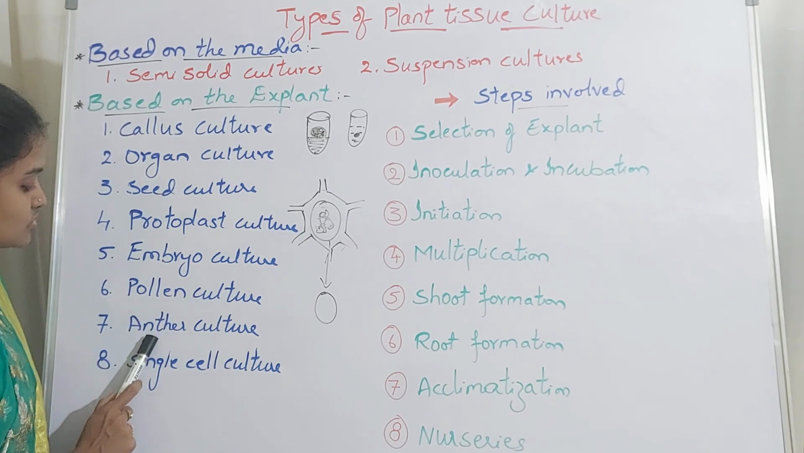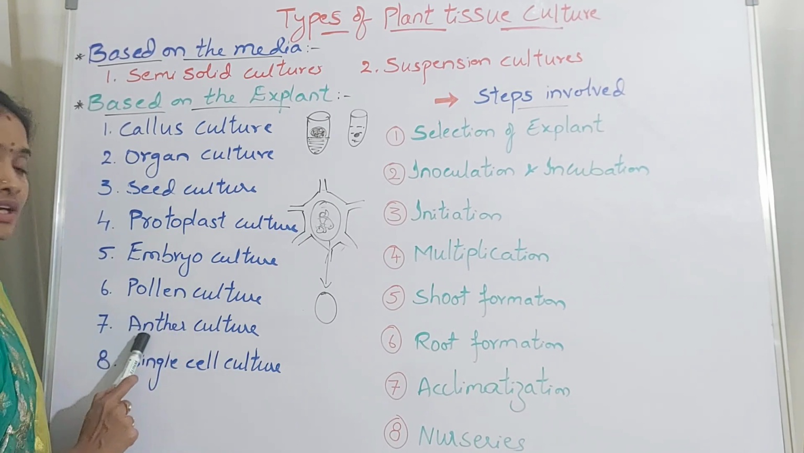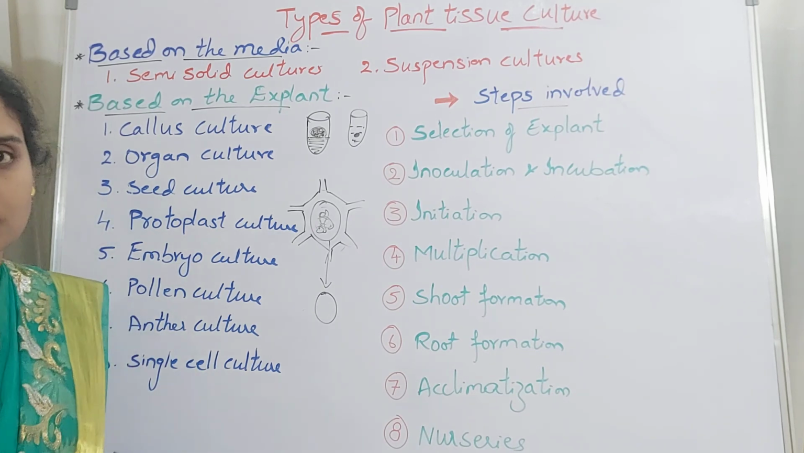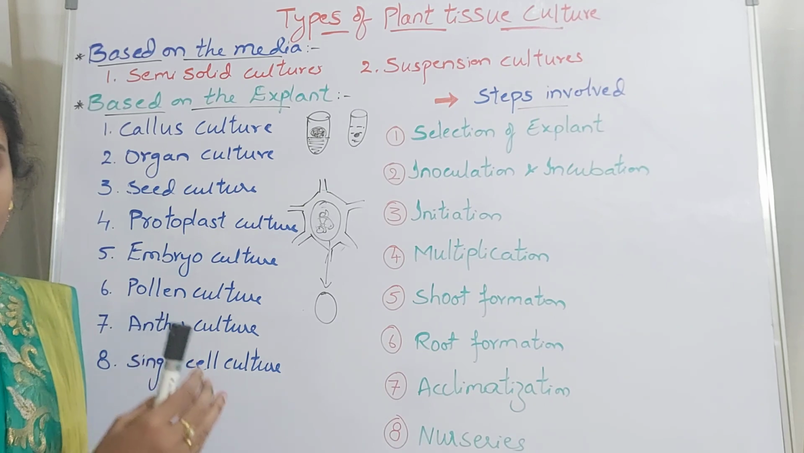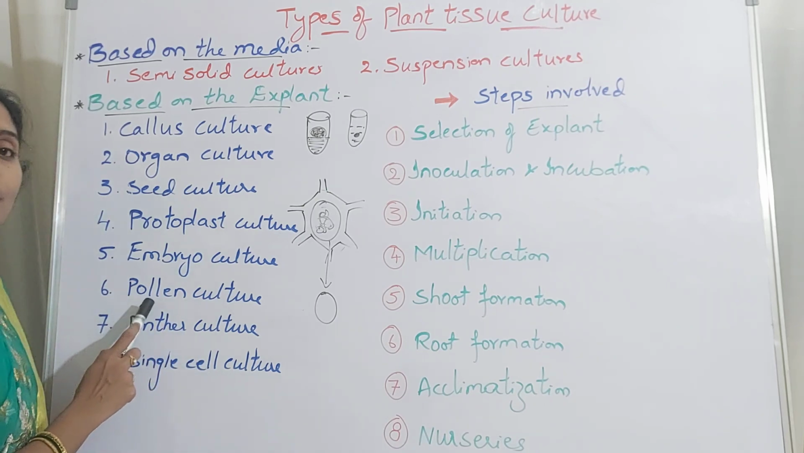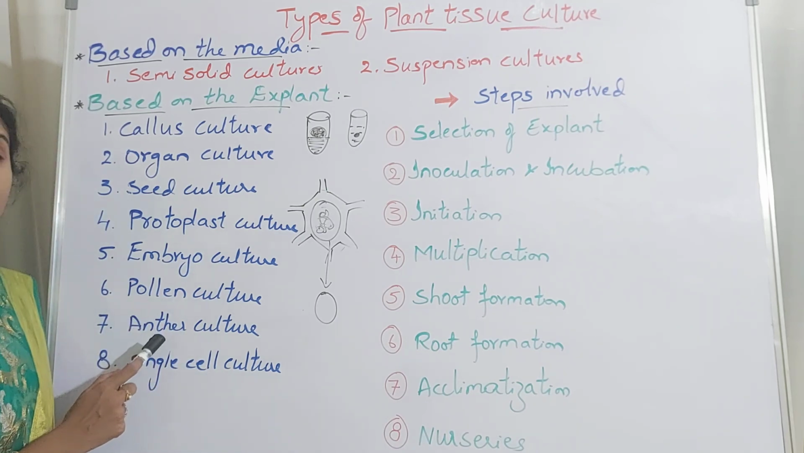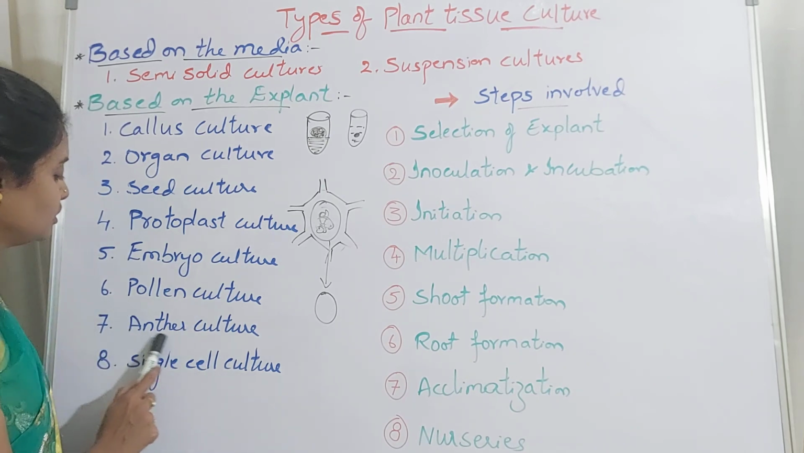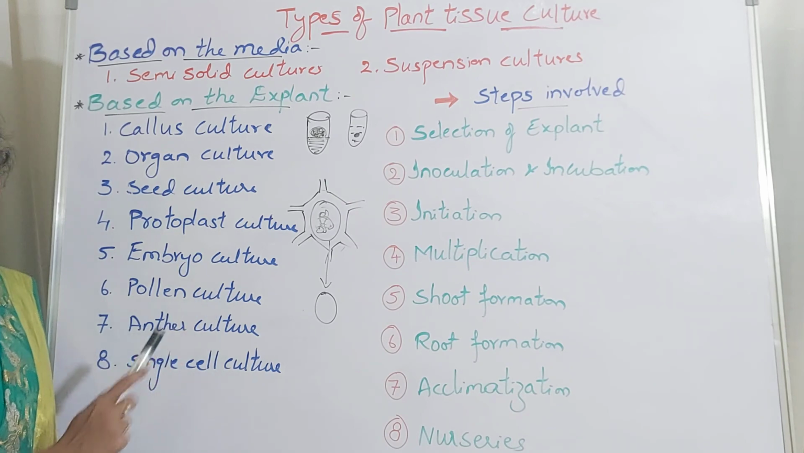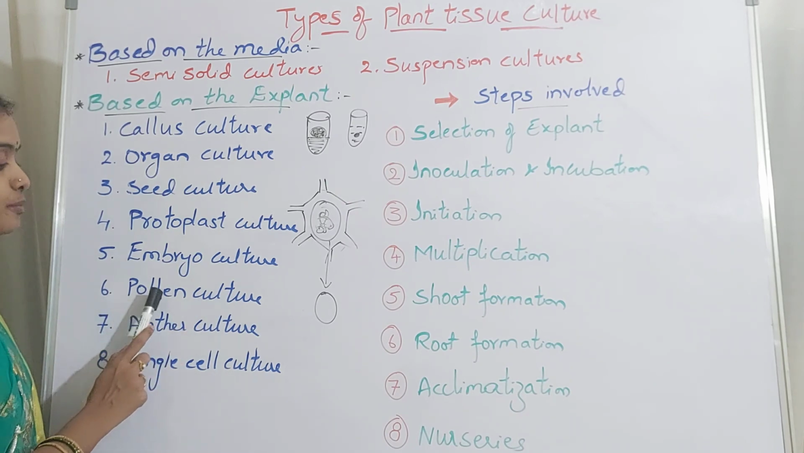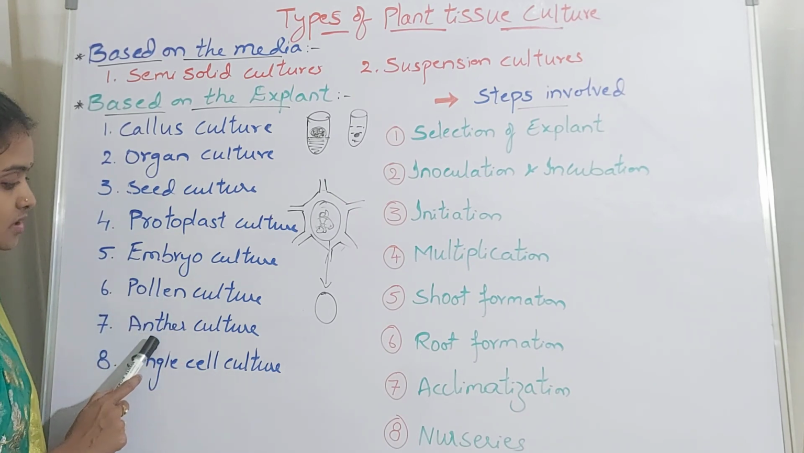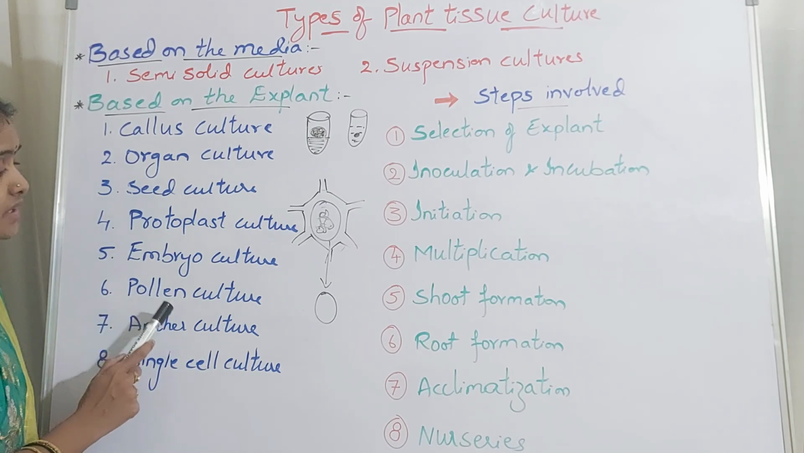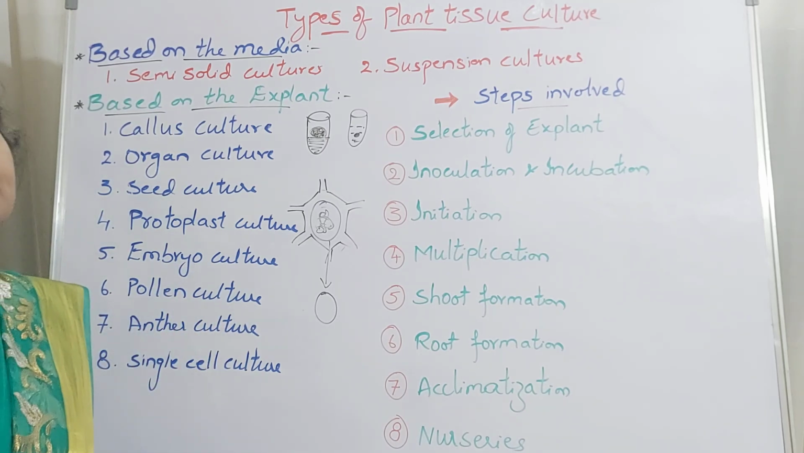In another case, instead of taking the pollen, if the anther is very minute, you can't isolate or separate the pollen. So in that case, what will you do? Directly you will take the anther and culture it. Right? So in pollen culture and anther culture, you are taking only the male gametes so that you can produce haploid plantlets.